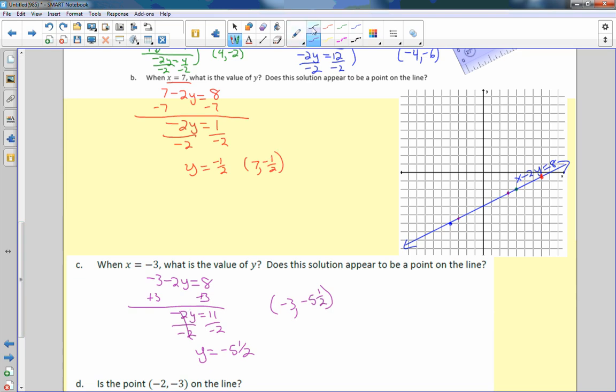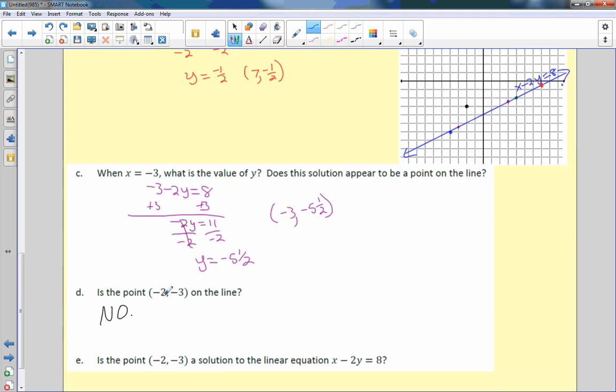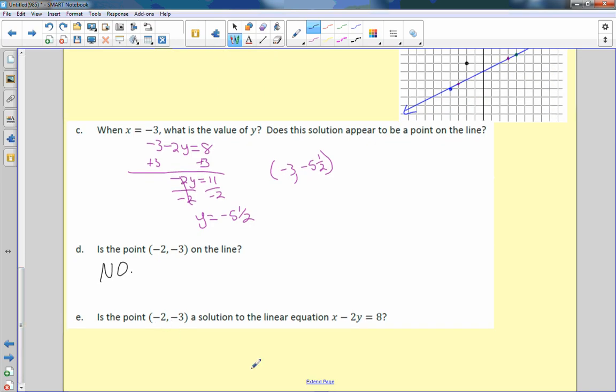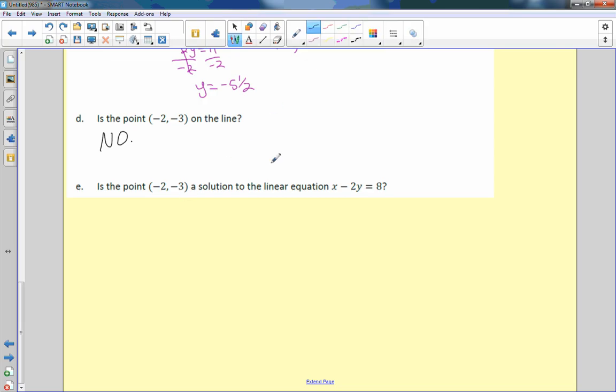Next question says, is the point (-2, -3) on the line? Left 2, down 1, 2, 3, and it's right there. Obviously not on the line, so no. Is it a solution? Definitely not. And we're going to prove that by extending the page. And we're going to plug this into this to see if it's true. So negative 2 for x minus 2 times y, which is negative 3, should equal 8. Negative 2, negative times negative is positive. 2 times 3 is 6. 4 equals 8. No, it doesn't. And so therefore, it is not a solution. It is not on the line.